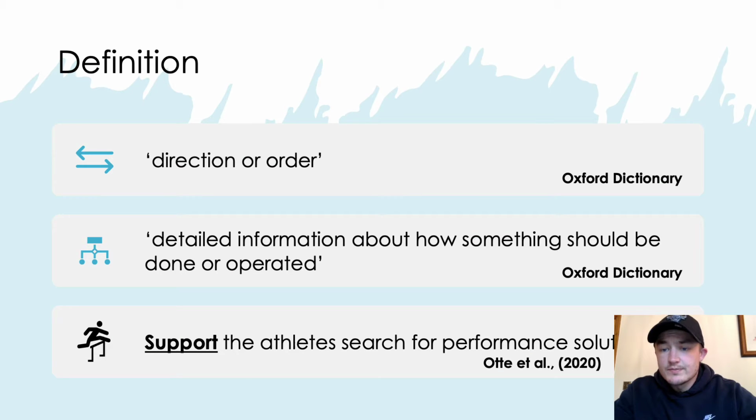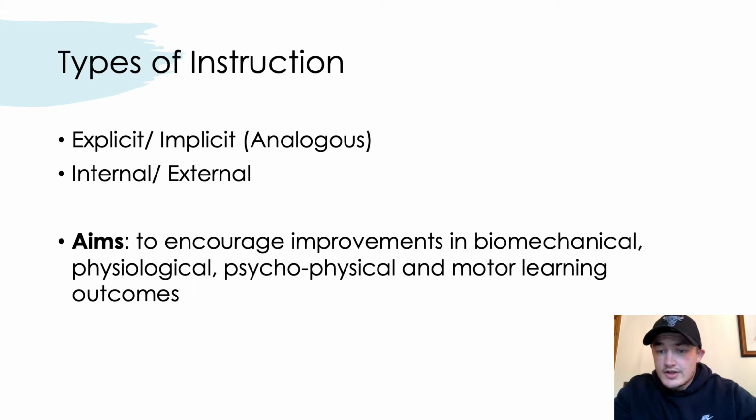When defining instruction, we are looking for a direction or order, as well as detailed information about how something should be done. Referring to sport, instructions aim to support our athletes to search for performance solutions. There are different types of instructions, so we have explicit, implicit, then internal and external, with our ultimate aim to encourage improvements in biomechanics, physiological, psychophysical, and motor learning outcomes.